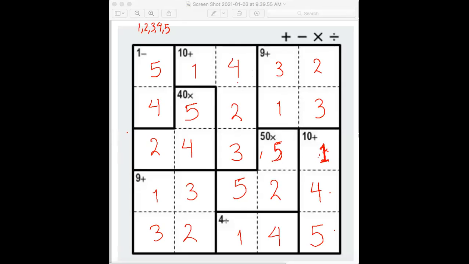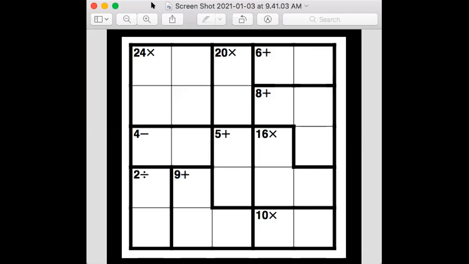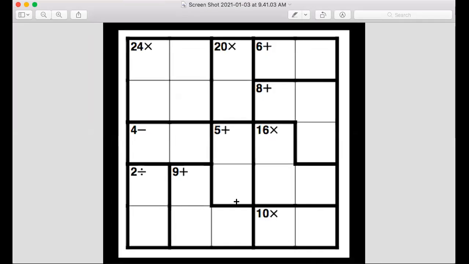All right, so let's move on to another puzzle here. This is another 5 by 5. So we know that these two numbers multiply to give 20. The only way is 4 and 5. So 4 or 5, 4 or 5.